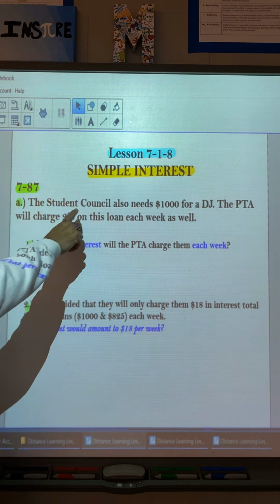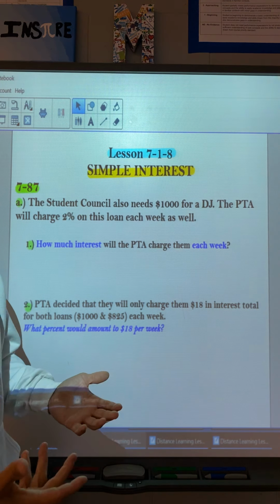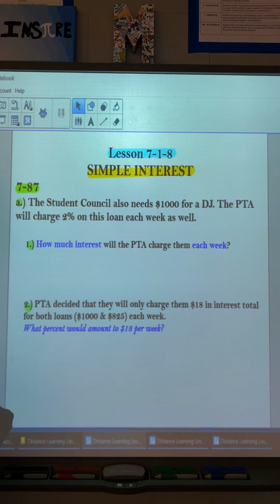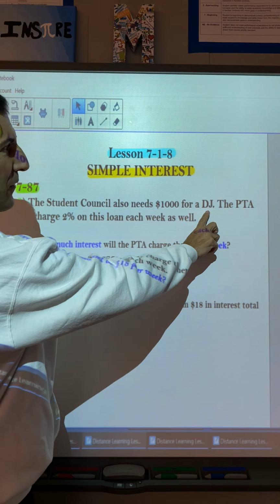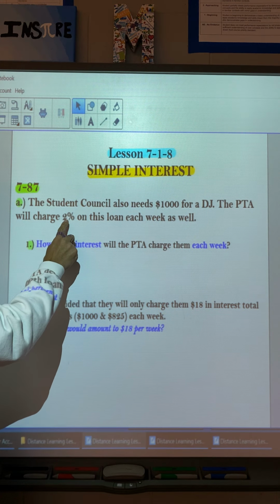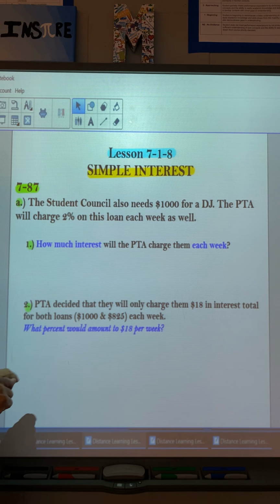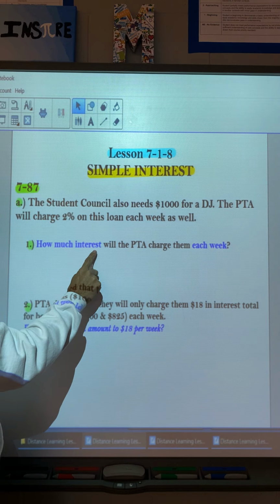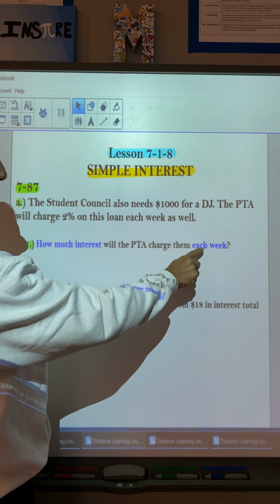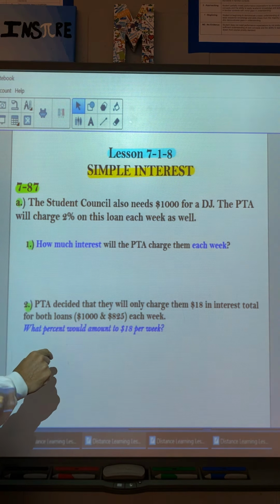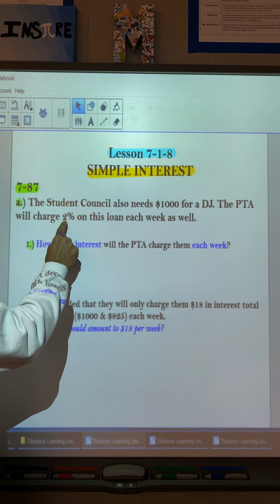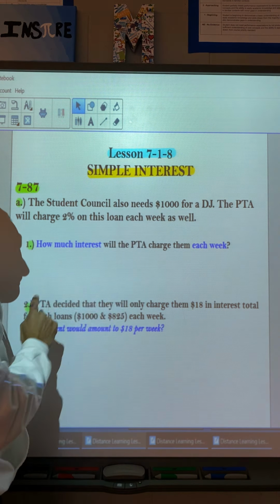Okay, now the student council also forgot, they need a DJ for this whole event. So they need $1,000 for the DJ. So the PTA said, we're going to charge you 2% on that loan as well. I know, the PTA is making money off of us. So we've got to figure out how much interest the PTA will charge them each week. So I need to know what is 2% of $1,000.